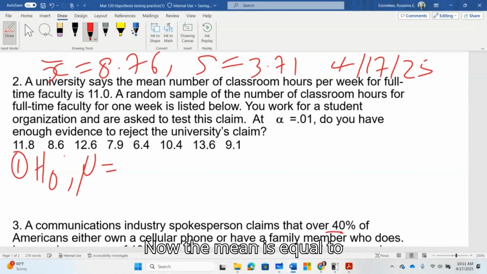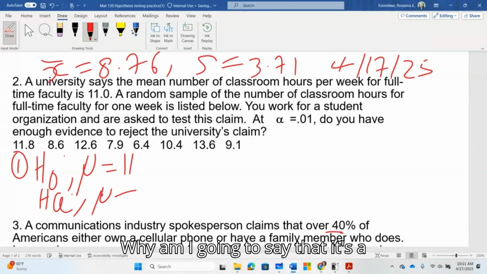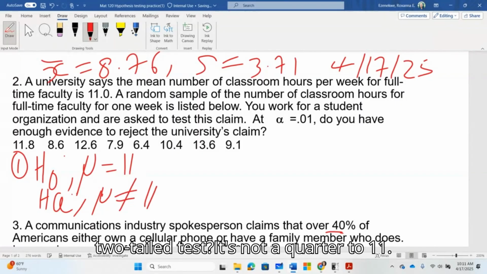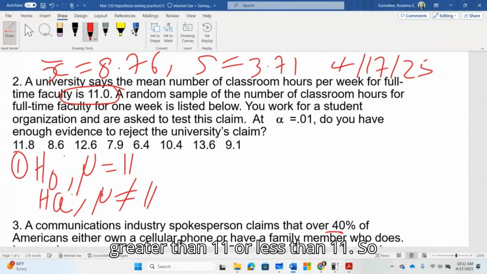Null, the mean is equal to the mean that is given to me, 11. The alternative hypothesis says that the mean is, why am I going to say that it's a two-tailed test? It's not equal to 11. Let's go back and find out why it's a two-tailed test. They told me that the number of classrooms per week, full-time instructors, means. The keyword means: if it is not 11, it could be greater than 11 or less than 11.